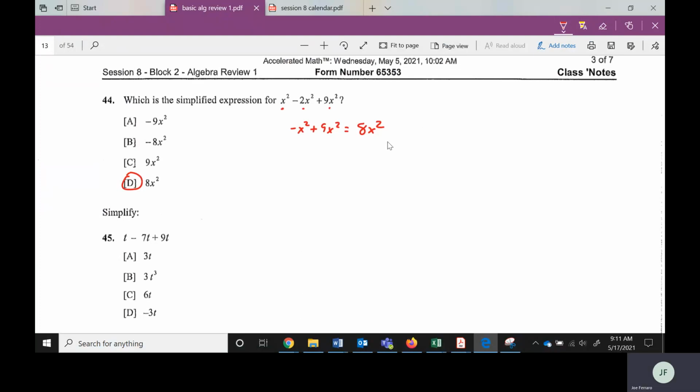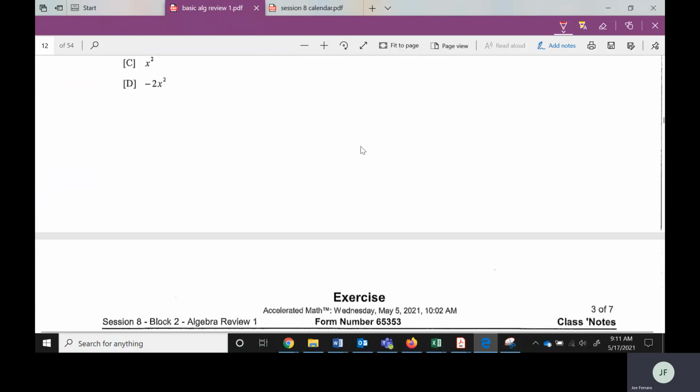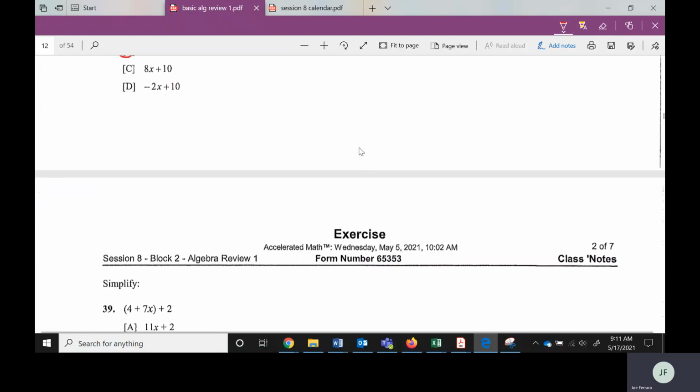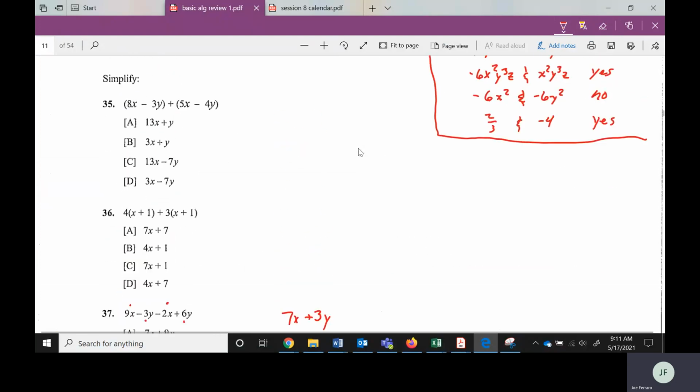All right. So now let's go to the last type. We're going to go all the way back to 35 again. It's going to be the same thing, but adding a step in there.